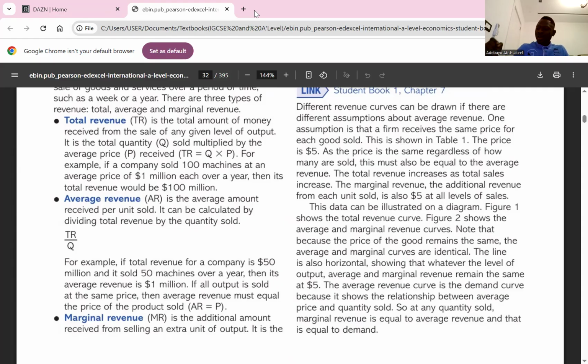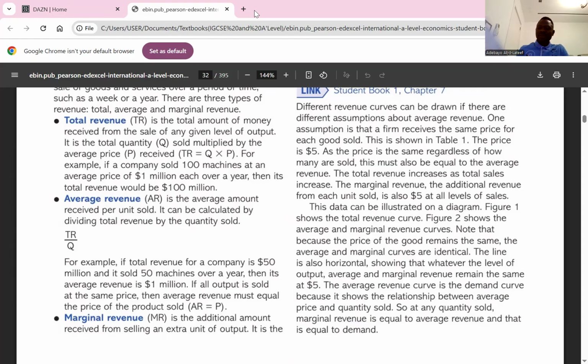So we're going to have an upward slope in the total revenue, but a horizontal line in terms of the marginal revenue and the average revenue. Get the point clear here. If the firm is selling at the same price, irrespective of the number of output, irrespective of the quantity sold, the average revenue and the marginal revenue, which is demand, will be the same. But the total revenue will increase as output increases. As sales increase, the total revenue will increase. But the average revenue and the marginal revenue will remain the same.